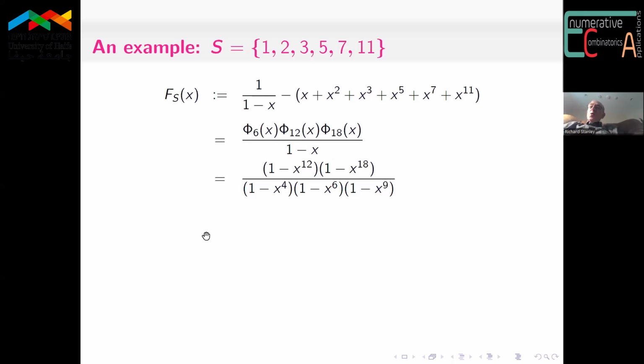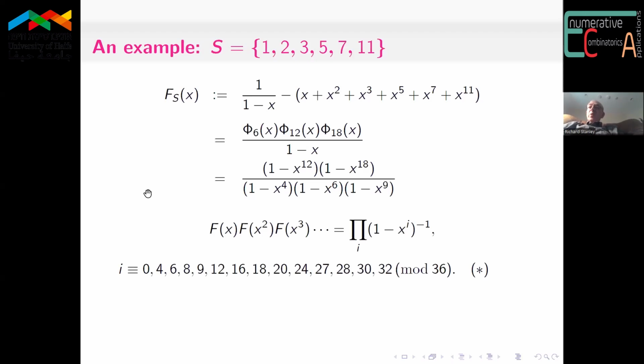And when we write it in this form of a product of 1 minus x to the i's, it turns out to be this. There's a 1 minus x to the 12th, 1 minus x to the 18th in the numerator, and the denominator has the exponents 4, 6, and 9. In this case, when we look at this product, f of x squared, f of x cubed, etc., we are going to have this nice kind of cancellation so that all the denominator factors have multiplicity 1, and the numerator is just 1.